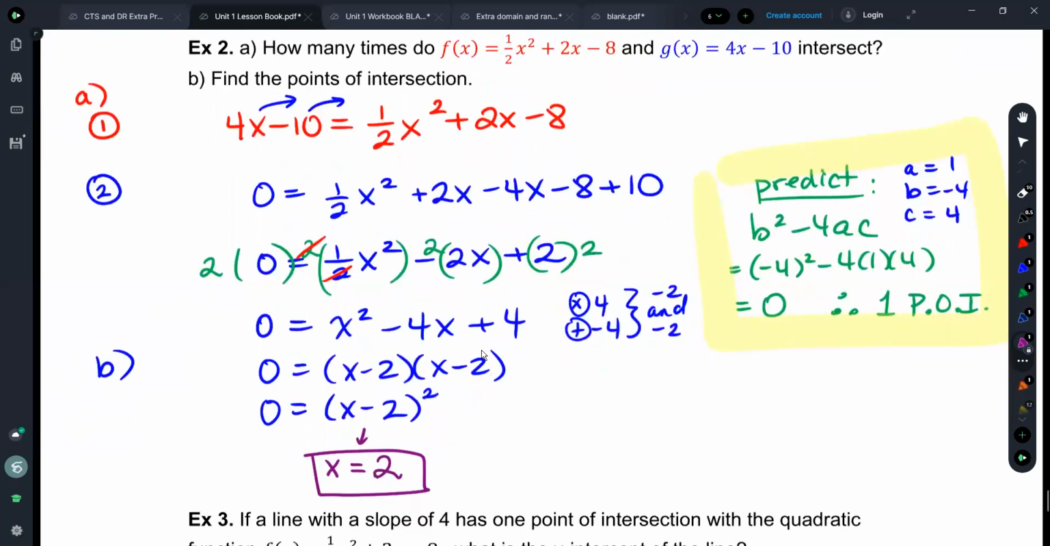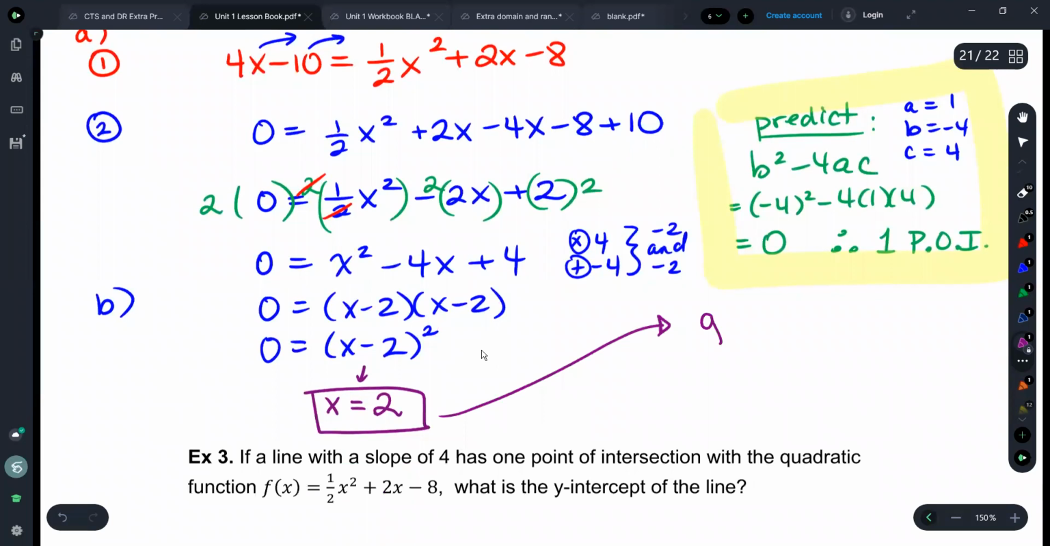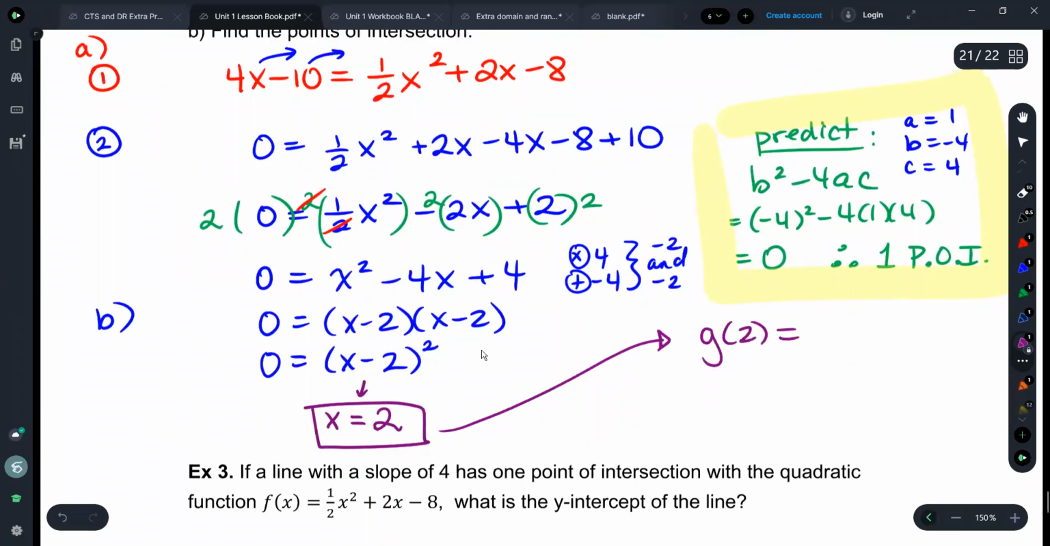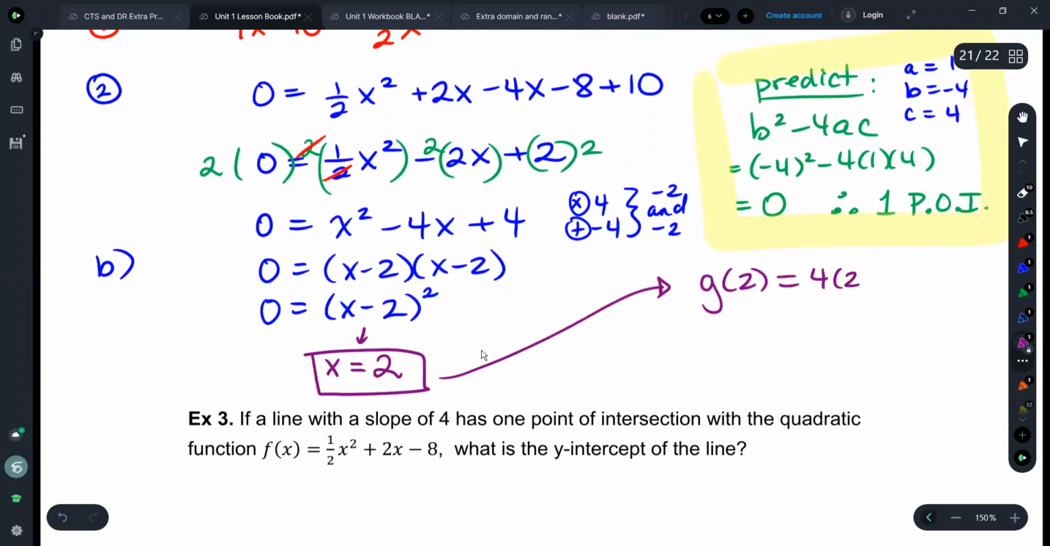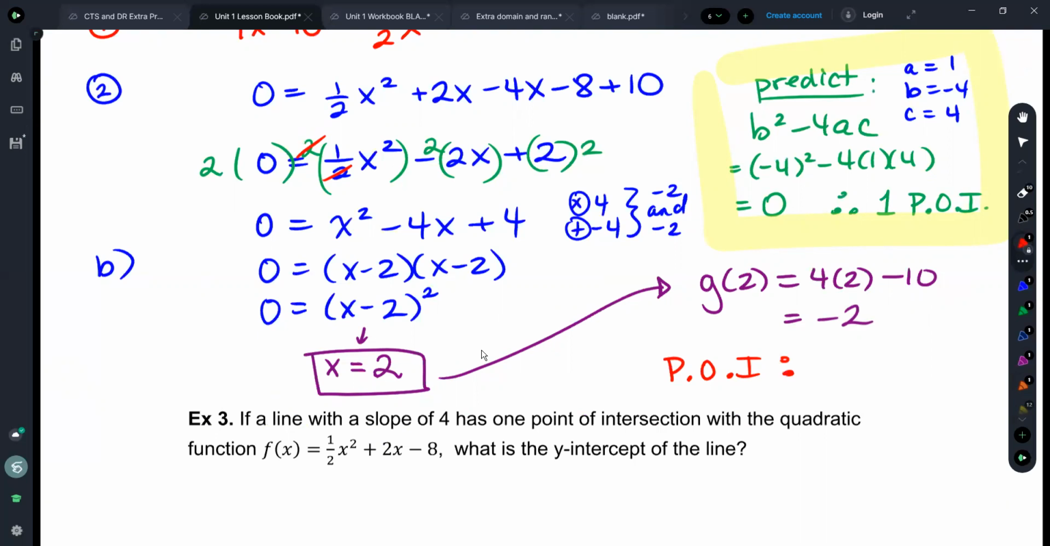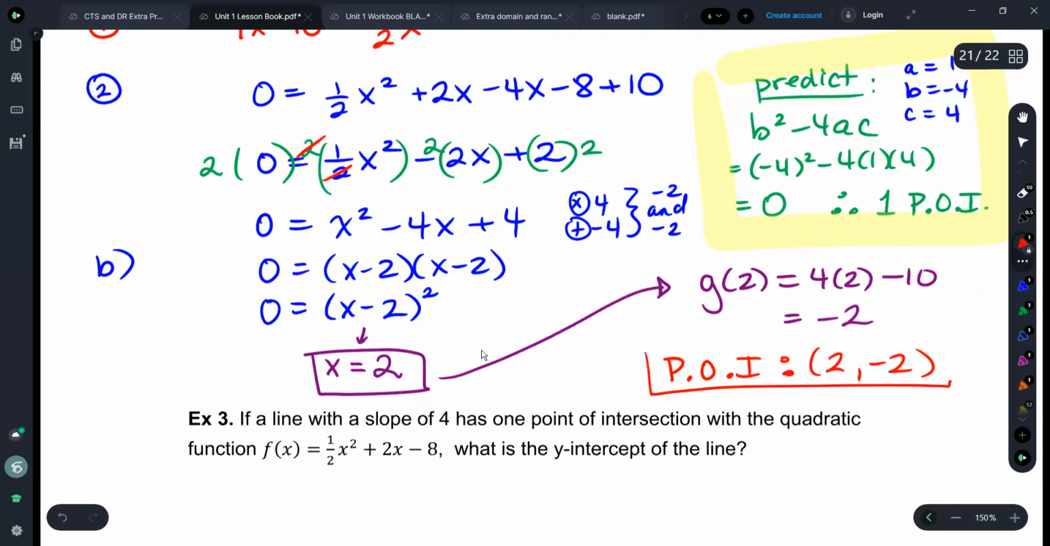So I'm going to plug it into the line. We'll evaluate g at 2. So 4 times 2 plus 10, and that will give us 18. So final point of intersection. Oh, is it? Sorry, I miswrote that. Okay, so -2 then. So final point of intersection. Clear? 2, -2. Awesome.